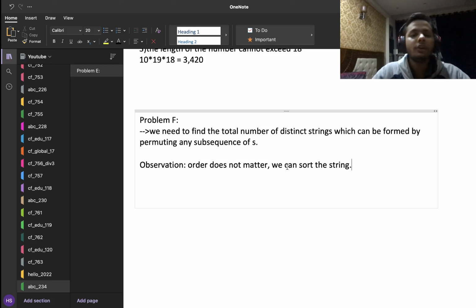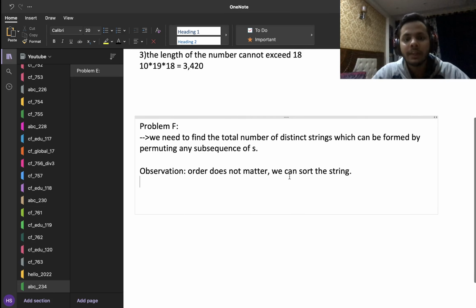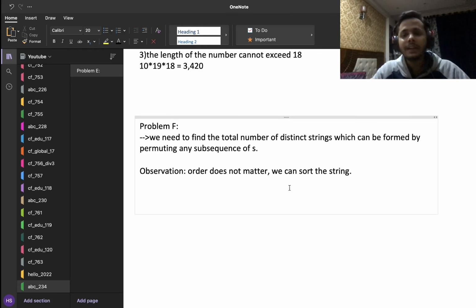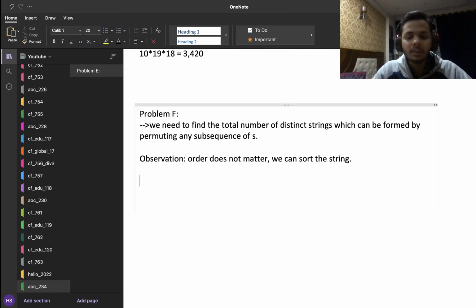Always in a problem, if you have proved that the order of the input does not matter, then try to sort the input blindly first of all, because that can never lead to anything harmful. That will always just help you. So yeah, the first thing we do is that we can sort the string. So from now on, I will consider that my string is already sorted. And now let's come to the solution.